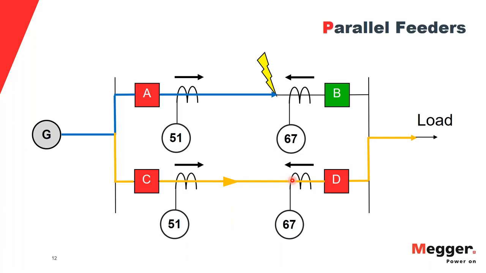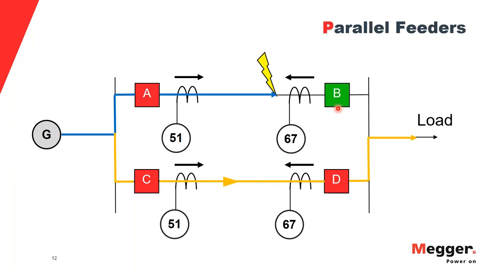But breaker B, let's go back here. Let's say at breaker B, the fault current is in the same direction as what the operate quantity is in. They are in line. They don't have any phase difference. So what's going to happen? My 67 meant to trip breaker B will trip breaker B.